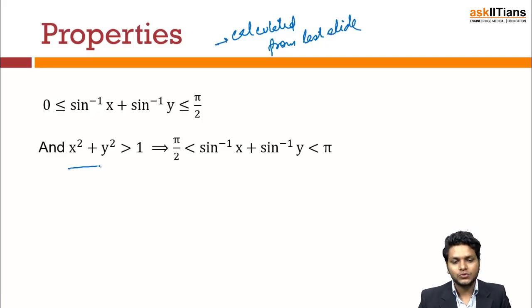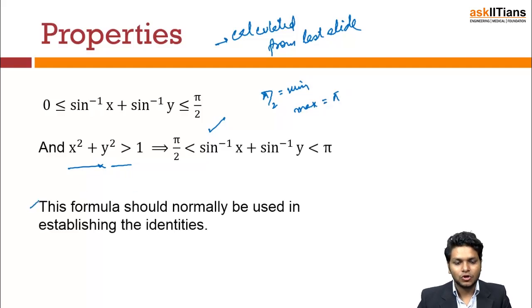And if x square plus y square is greater than 1, I can say that my answer is going to range from pi by 2 to pi for sine inverse x plus sine inverse y. The minimum value for the case when I am taking values outside the circle will be pi by 2, and the maximum value it is going to take will be pi.